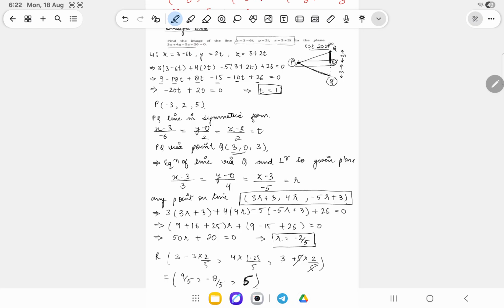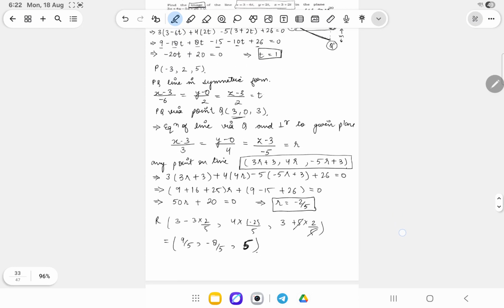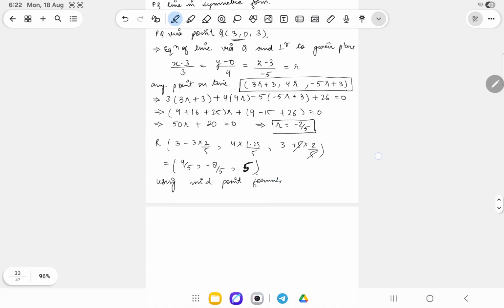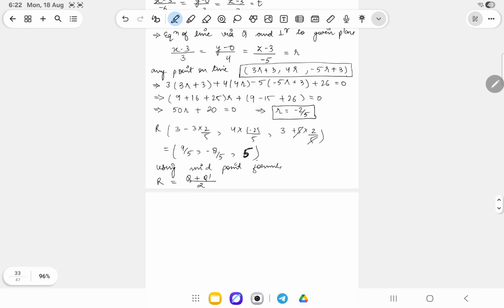Q. But in the question they have asked us to find the image of the line, not the projection. So we know that r will be the midpoint of the image of point Q with respect to this plane. So using the midpoint formula we'll get, r must be equal to (q plus q dash) by 2, and this we'll do coordinate wise.